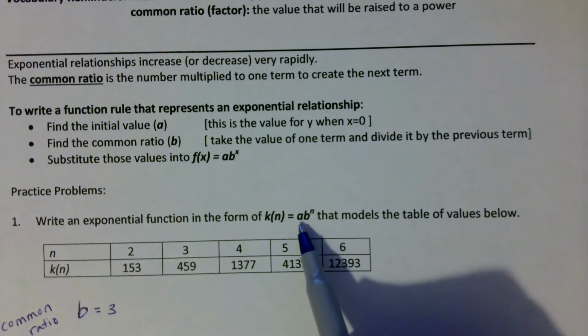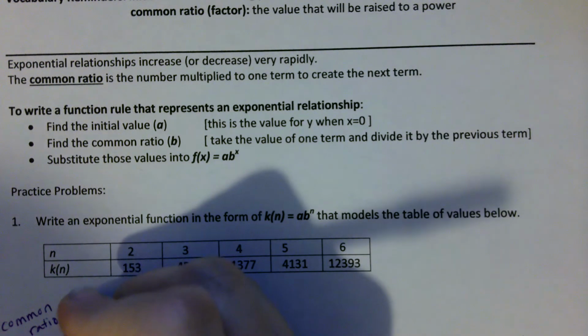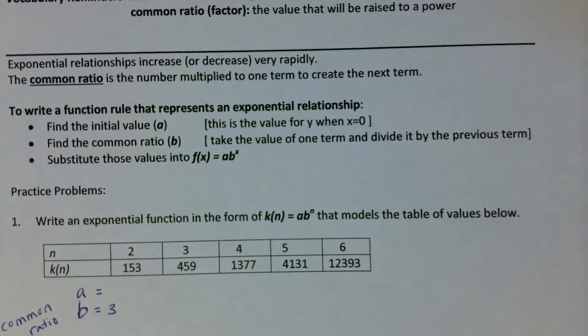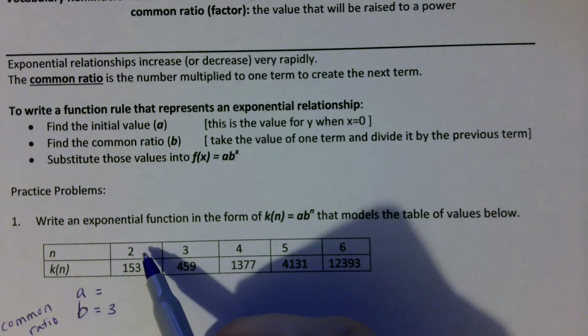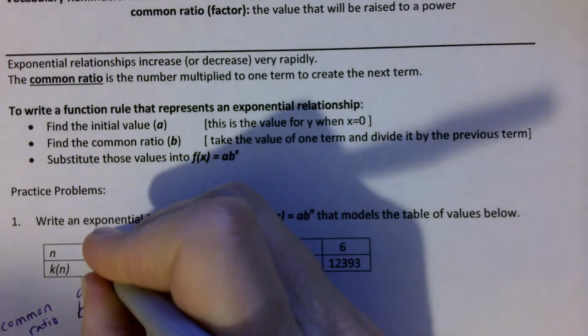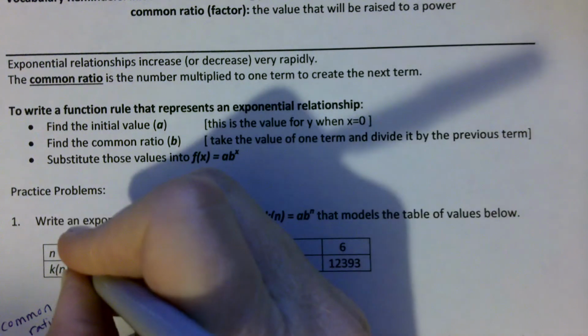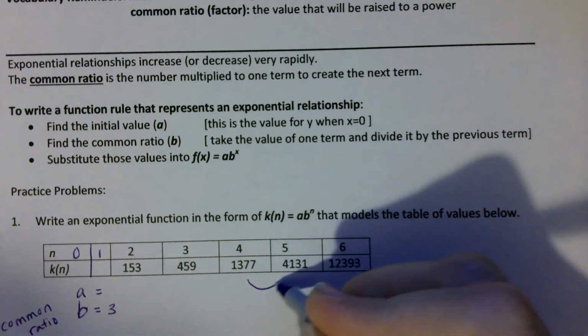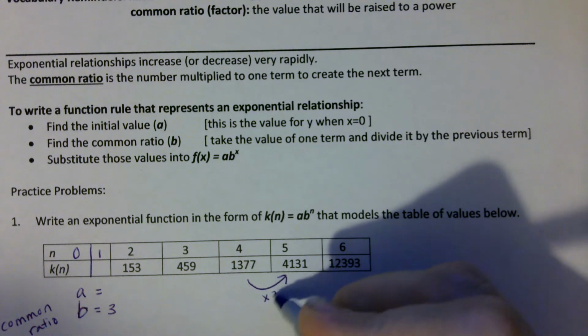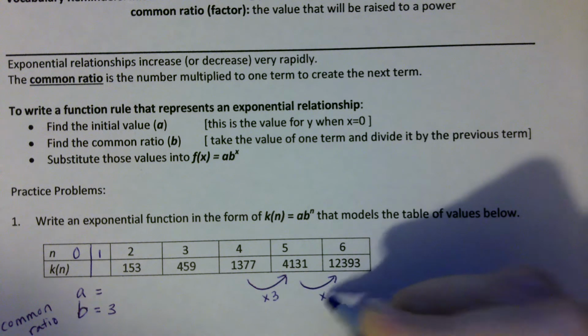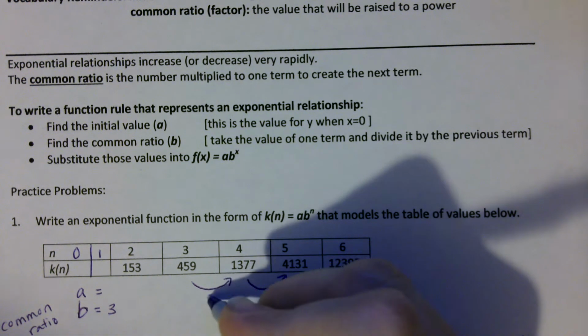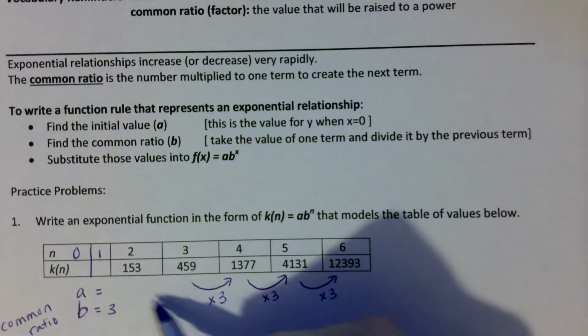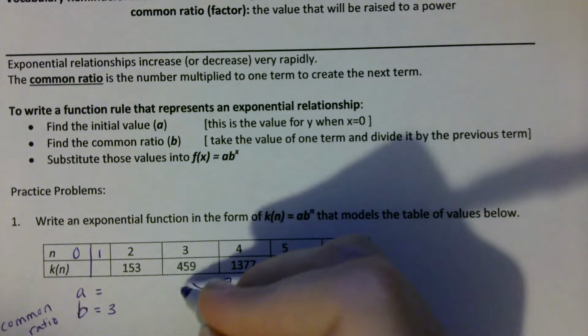Now the other value that I need is my a term. My a term is my initial value, which is when x is 0. But I don't have that. I just have the second term and so on. So not only do I need to find my first term, I need to find my 0th term. Well, how do I do that? To get to each of these next terms, I multiply by 3, and I multiply by 3, and I multiply by 3. If I'm going to go backwards, instead of multiplying by 3, I'll do the inverse.